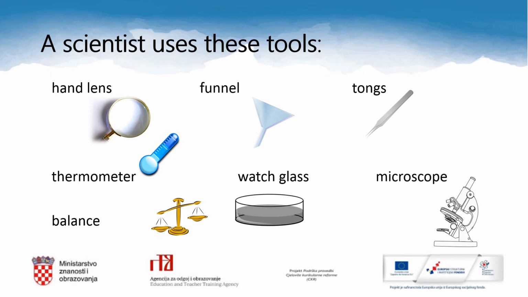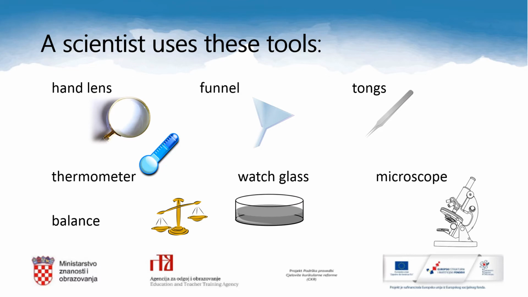In order to perform their experiments, scientists use different tools. A hand lens is used in order to see things better, and a funnel is used for different experiments in a lab. Tongs are used so that you don't use your fingers but touch things with tongs instead. A thermometer is used to measure the temperature, and a watch glass is used to observe what happens with certain things that are in that watch glass.